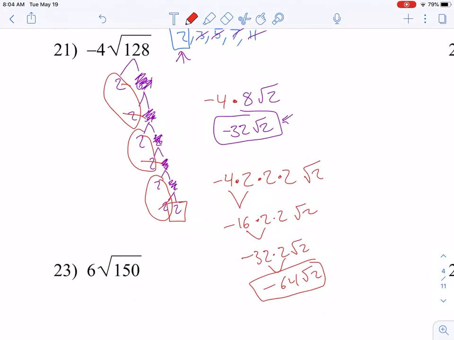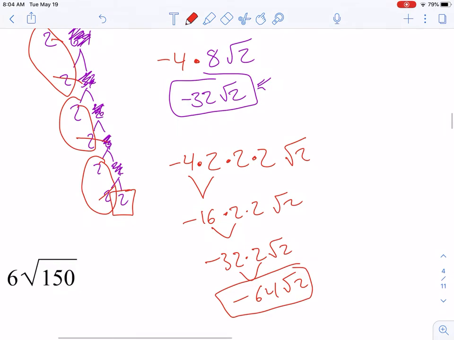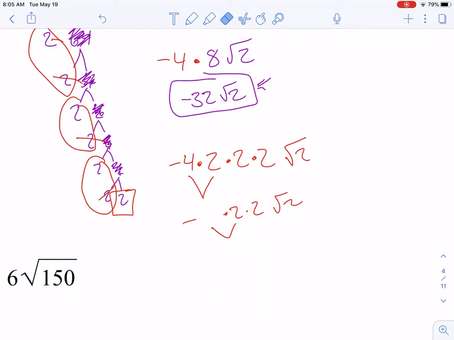Oop. Sorry, I did something crazy. 4 times 2 is not 16. 4 times 2 is 8. I got ahead of myself. So go back and check your work. That was an 8. That was a 16. Negative 32 rad 2.